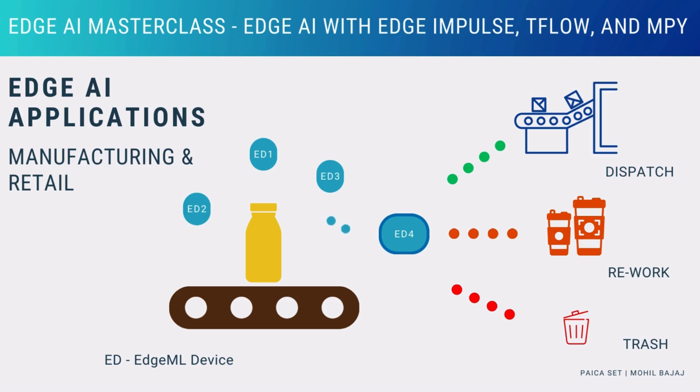These predictions, as can be seen, would then be sent to a higher-order Edge AI device, which would collate them and make a final prediction on the status of the product.